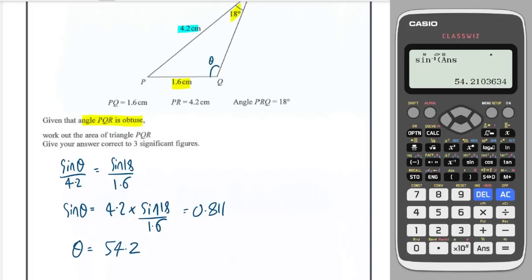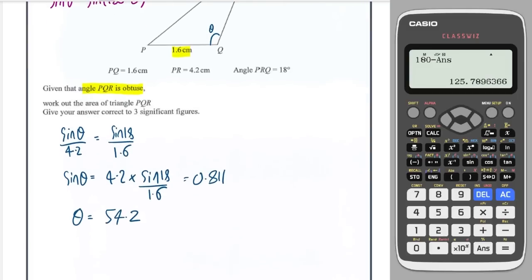And what you are meant to know for GCSE is that sine theta is also equal to sine of 180 minus theta. So all I need to do is do 180 minus this value, and I get the obtuse angle. So 180 minus, and it's 125.8. So 125.8 is the other solution, and I'm going to reject the acute one.